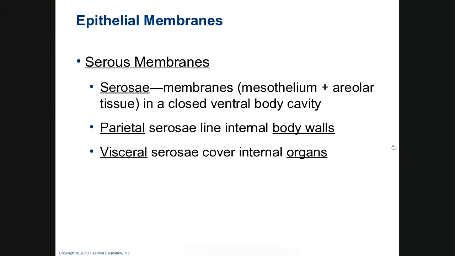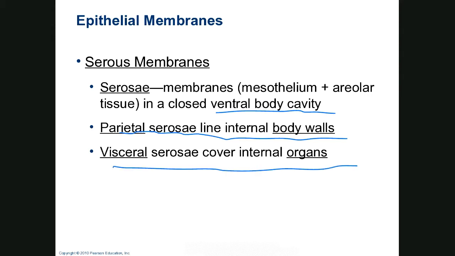Now, serous membranes or serosa are membranes in a closed ventral body cavity. Parietal serosa lines the body walls of cells. Visceral serosa covers the organs. It is the outside layer of the organs. Viscera is parts, hearts, guts, liver, lights, and chitlins, and such things as that.